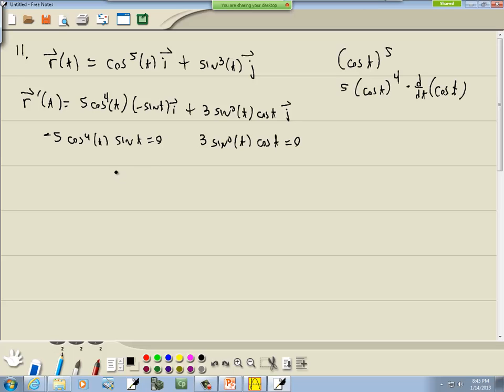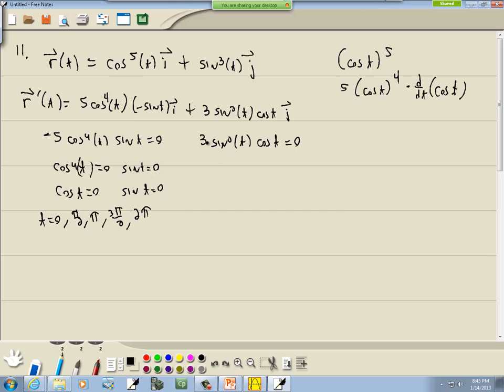So I set each component function equal to 0. Now I could divide both sides by negative 5 to get rid of that. So the only things we're interested in are the cosine and sine. So I'll set cosine to the fourth t equal to 0 and sine t equal to 0. Well, the fourth power drops away, and we got cosine t is equal to 0 and sine t is equal to 0. Well, if I go around my unit circle, where sine and cosine are both equal to 0 would be at t is equal to 0, pi over 2, pi, 3 pi over 2, and 2 pi.